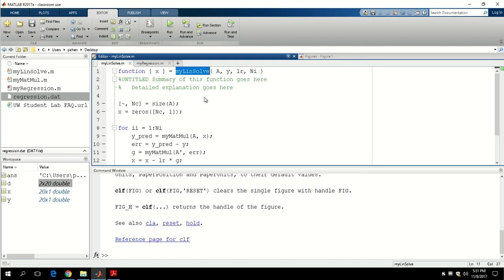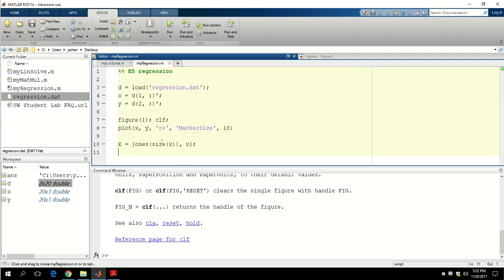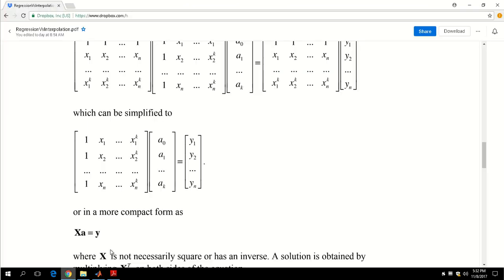In E3 we did the linear system solution, so that's called Matlab solve. The input it's going to take is the A matrix, but in our case, the A matrix is actually the X matrix here. If you forgot about the notation, it's X times A equals Y. So A is the unknown variable that we are trying to solve for, and X is the known matrix.